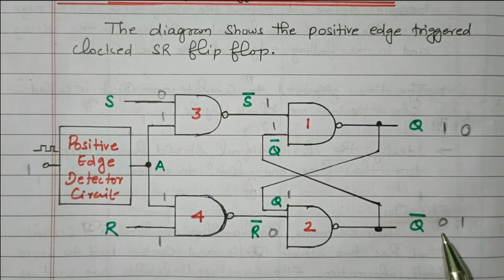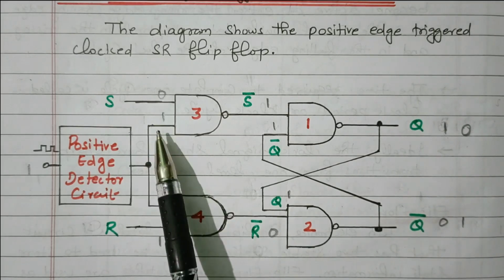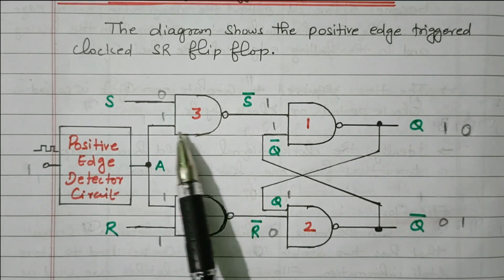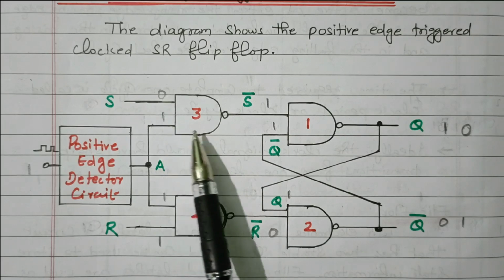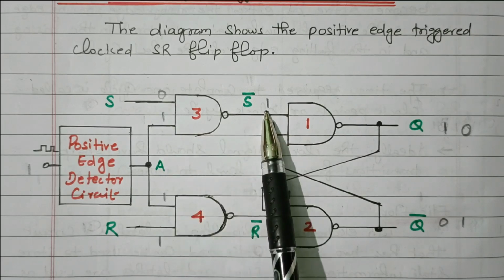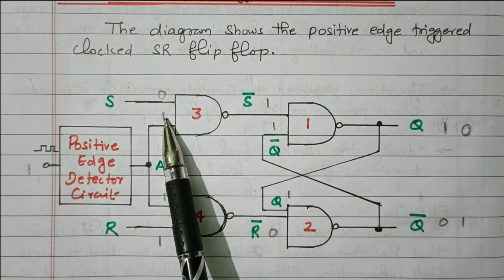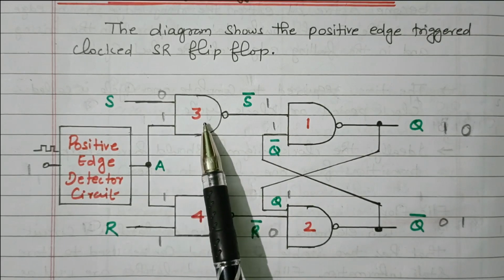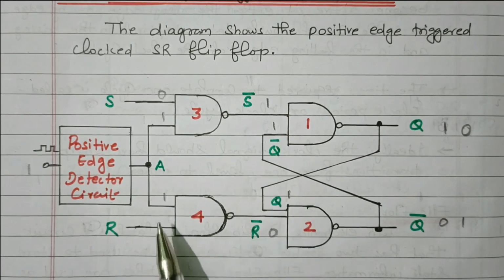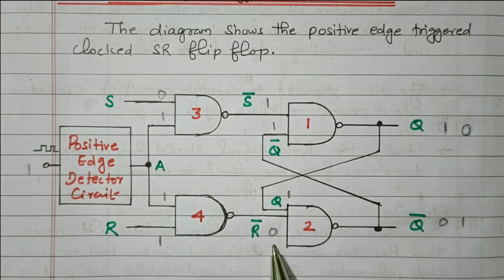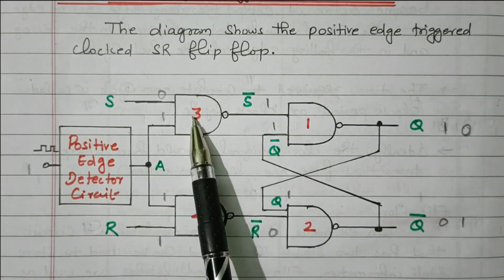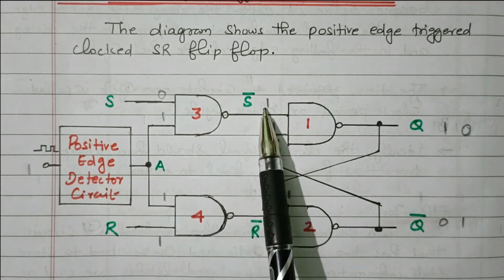Q is 1 means Q bar will be 0, right? Now we'll check this. 0 and 1. What is the NAND gate output? 0 and 1 means 0. Because of the NAND gate, it becomes 1. 0 into 1 is 0 in an AND gate. In a NAND gate, it is complemented. This is 1. 1 into 1 is 1. But due to the NAND gate, it becomes 0. Right? So the output of this third NAND gate is 1.